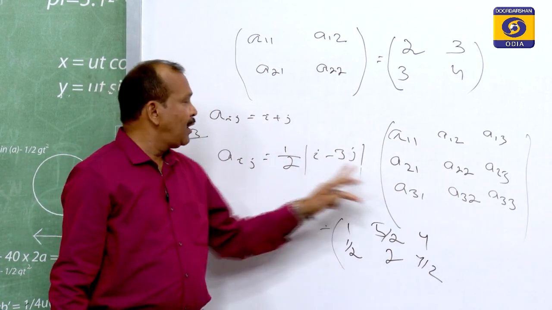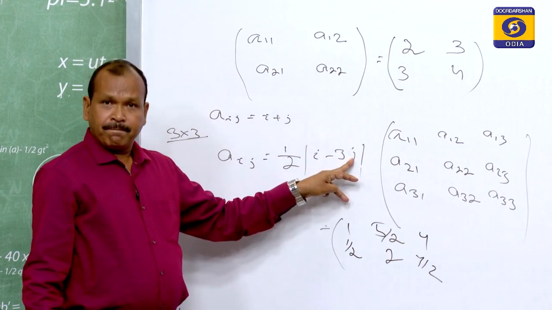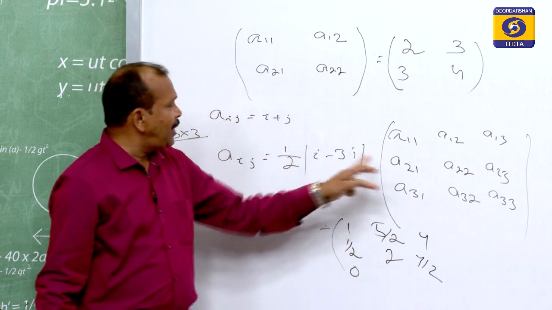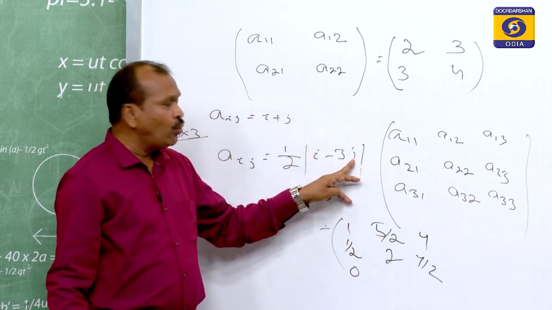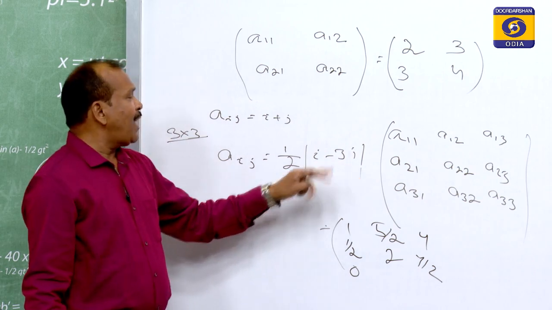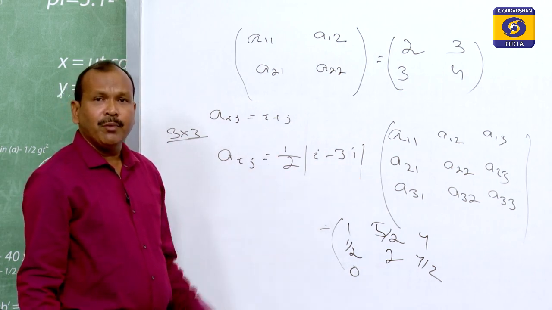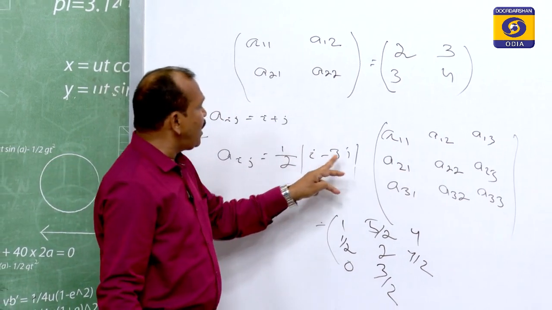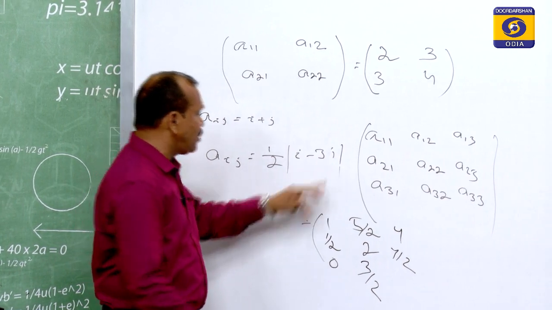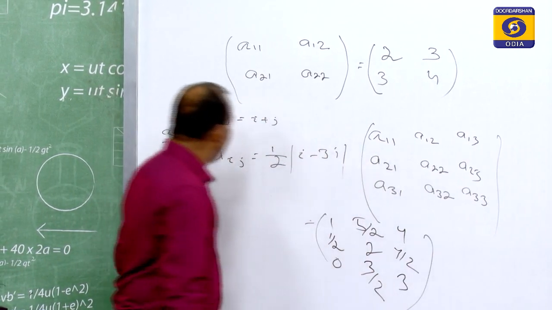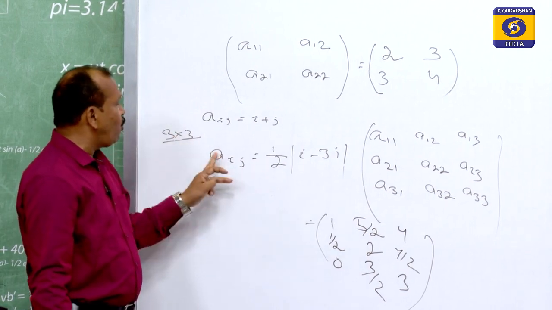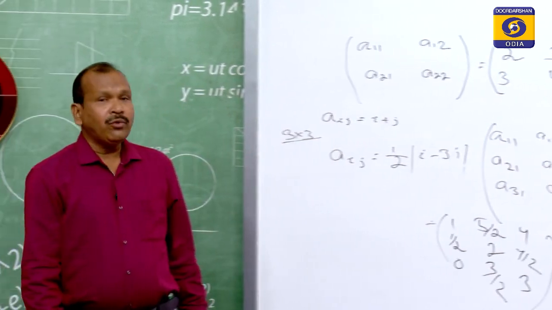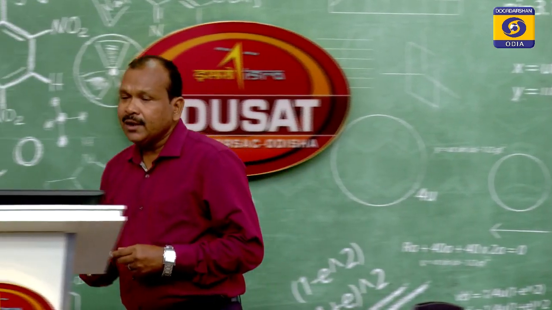Similarly, A31: 3 minus 3 is 0, 0 by 2 becomes 0. Similarly, A32: 3 minus 3 into 2, 3 minus 6 is minus 3, the mod becomes 3, 3 by 2. Similarly, A33: 3 minus 9 is minus 6, 6 by 2 becomes 3. This is a 3 cross 3 matrix where Aij becomes half times the modulus of i minus 3j.